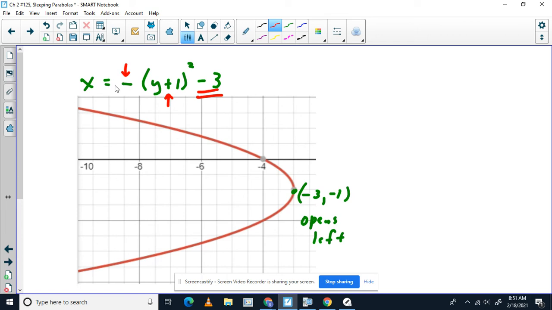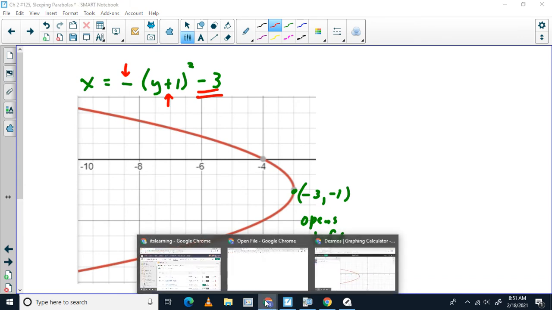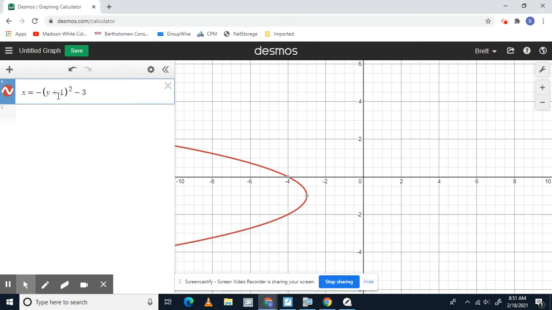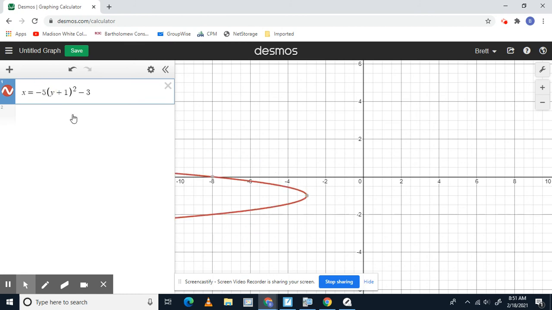All right, well, what about stretching or compressing? Let's say we took this graph and I threw a 5 out in front. Well, every time we had a number bigger than 1, it always made it more narrow, or we stretched it. And notice that still is the case here. We ended up with a parabola that was more narrow than it was before. However, we didn't stretch it vertically or up and down. We actually stretched it horizontally, side to side. And that's why it became narrower than what it was before.